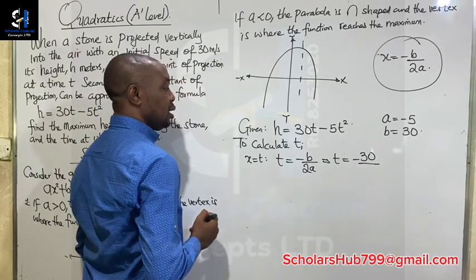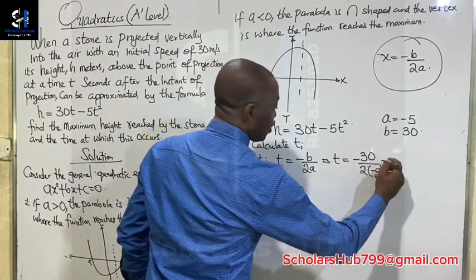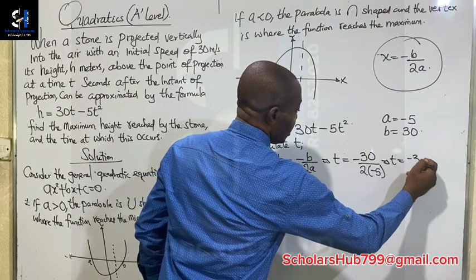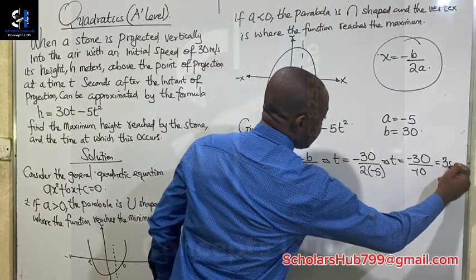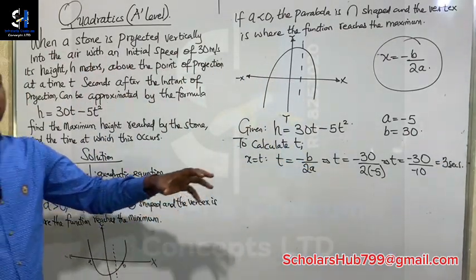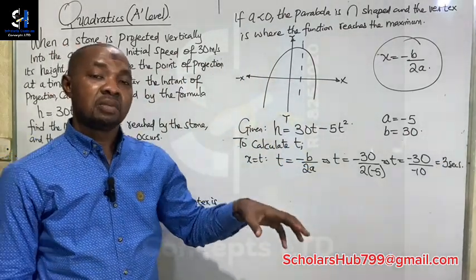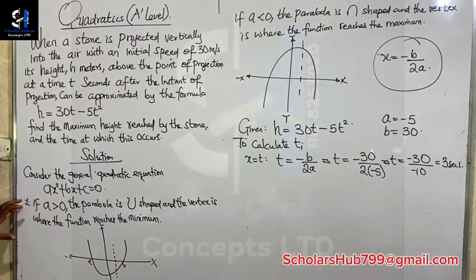Then a is negative 5. So t is negative 30 over negative 10. So the time t will be 3 seconds.